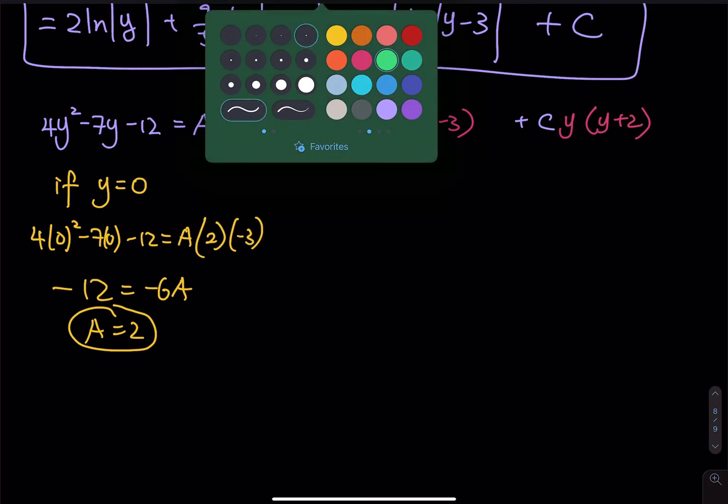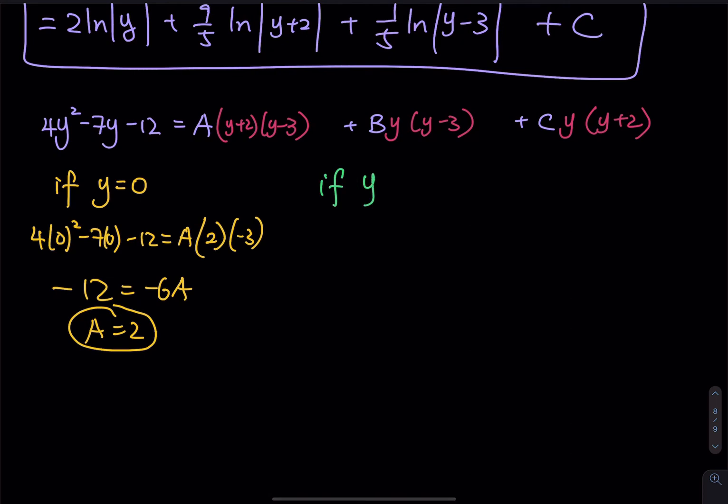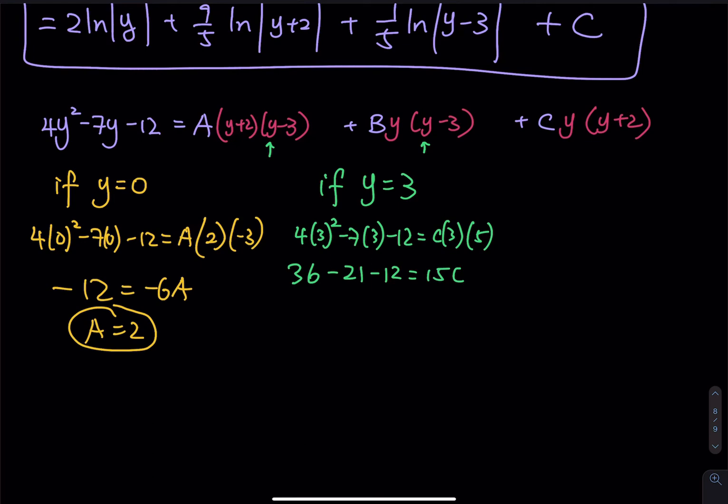And then the next one, what if Y is equal to 3. So when Y is equal to 3, the A is gone and the B is gone. So you only have the C. So 4 times 3 squared minus 7 times 3 minus 12 equals, on the right hand side, no A, no B, because 3 minus 3 is 0. So you have C times 3, and then 3 plus 2 is equal to 5. So overall, this is 36 minus 21 minus 12 equals 15C. So you have 3 equals 15C, then C is equal to 1/5. No system, no distribution. You don't need to write many lines.